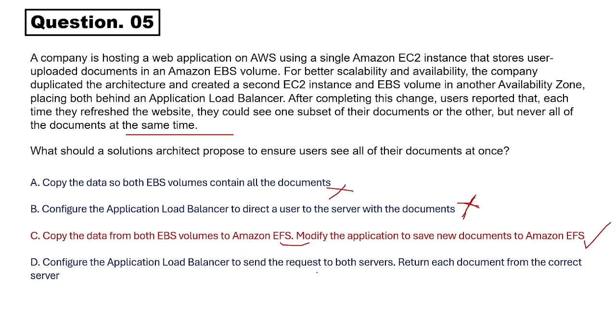Now, configure the Application Load Balancer to send the request to both the servers. This is the counter for the previous one. Here it was sending to just one, but here it is sending to both. So it should be scalable, right? And return each document from the correct server. That is fine. But the thing is that it is impractical to have a mechanism to merge the responses coming from two instances, because now it will send the request to both the servers. A response for your request will come from both the servers. Then your application has to understand that and respond to the user accordingly, right? So this is quite impractical. So this is not the correct answer. And option C is the only correct answer here.